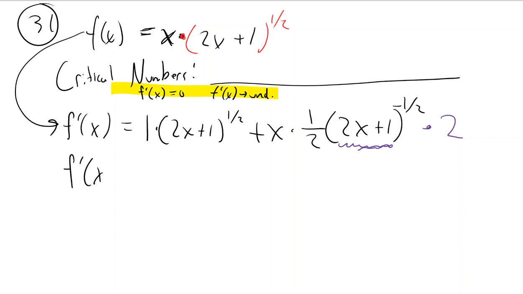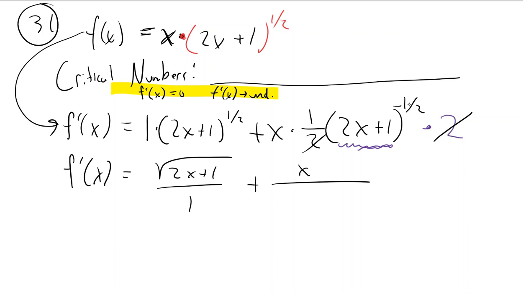So before I can begin to tell you where this equals 0 or is undefined, I need to try to simplify this a bit. Over here I've got the square root of 2x plus 1. Over here, times 2 divided by 2, those two will cancel. X times 1 in the numerator, and then I'm going to move this to the denominator.